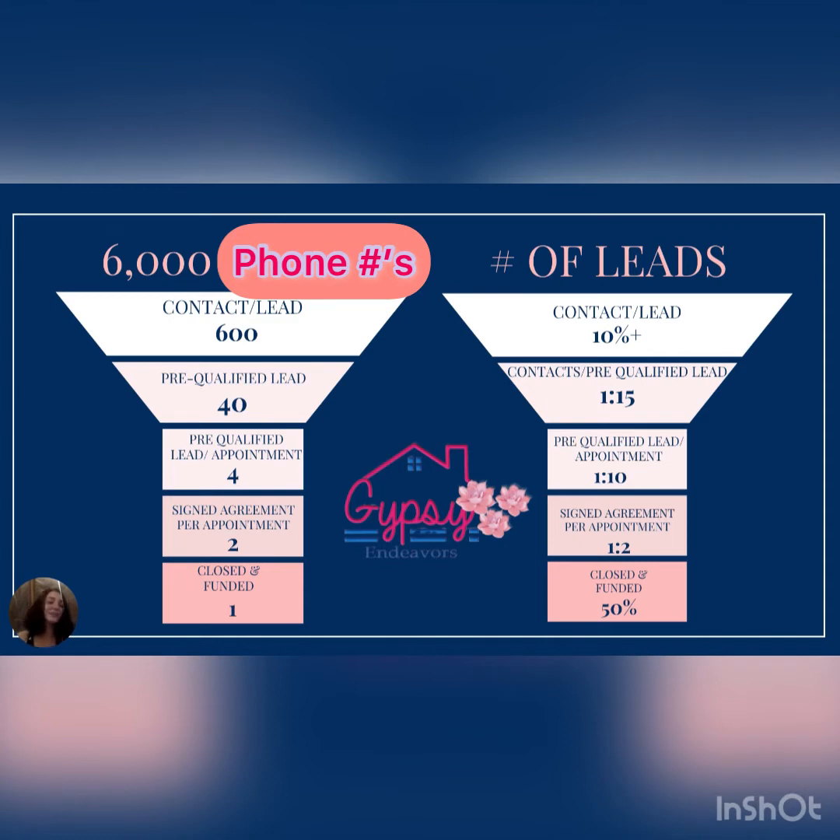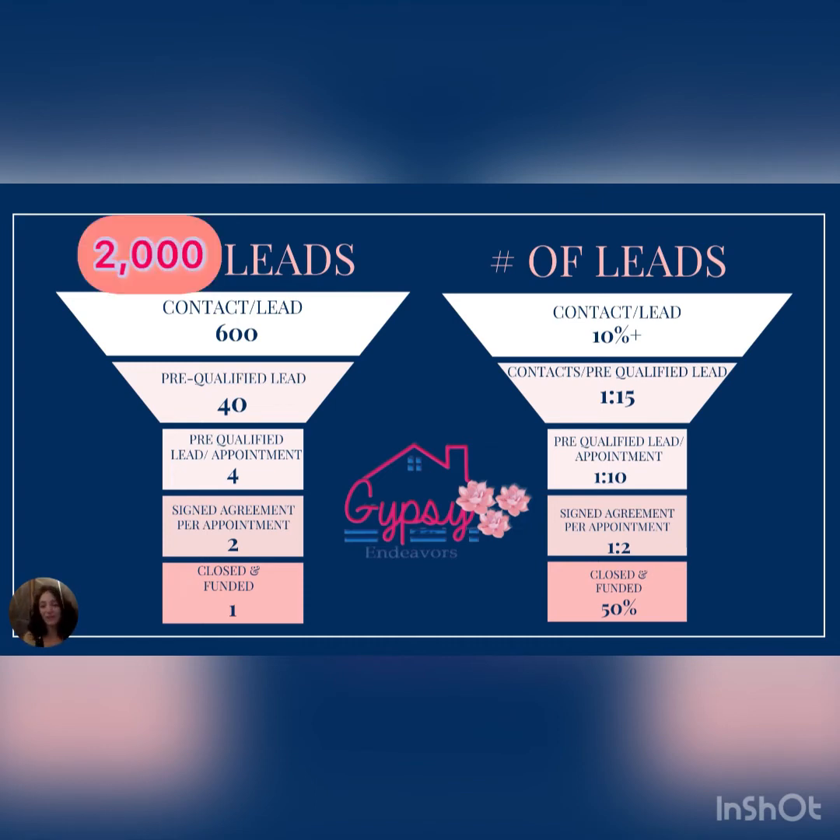Well, for cold calling, if we really want to do the math right, we know that we have 3 phone numbers per lead. So 6,000 divided by 3 gives us 2,000. So you need 2,000 leads, 6,000 phone numbers, which means 2,000 leads is what you need for one deal. You need to call 6,000 phone numbers for this cold call campaign to get one closed and funded transaction.